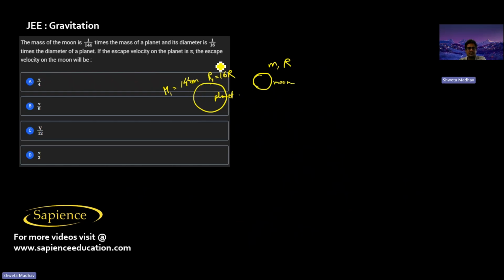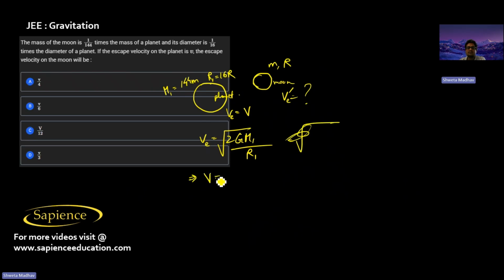Radius of the planet is 16 times the radius of that of the moon, since the ratio of the diameters should be the same as the ratio of the radii also. The escape velocity on the planet is v, and the escape velocity on the moon will be v dash. So the escape velocity on the planet will be equal to root over 2 G M1 by R1.